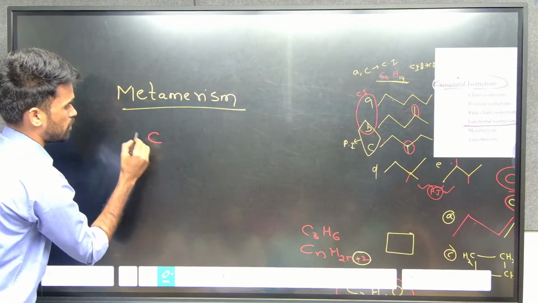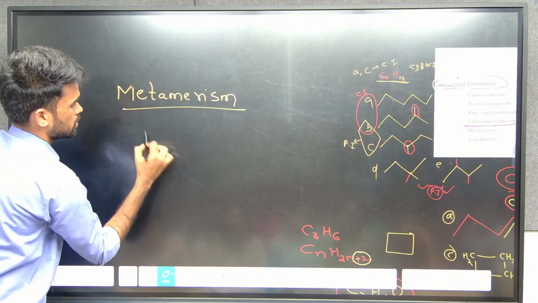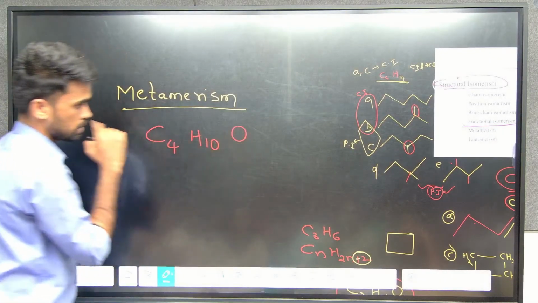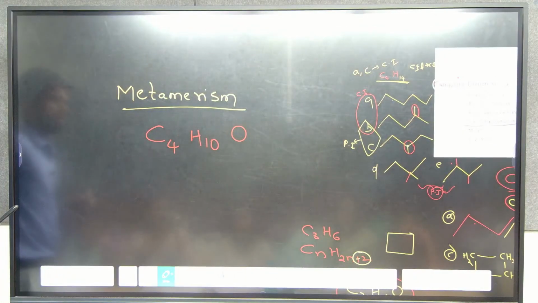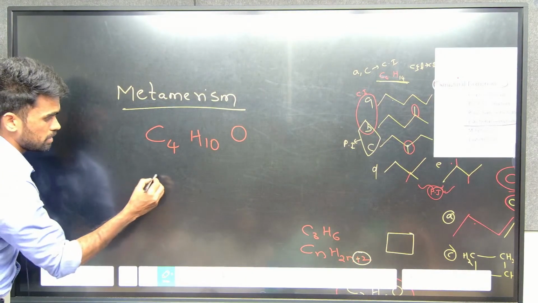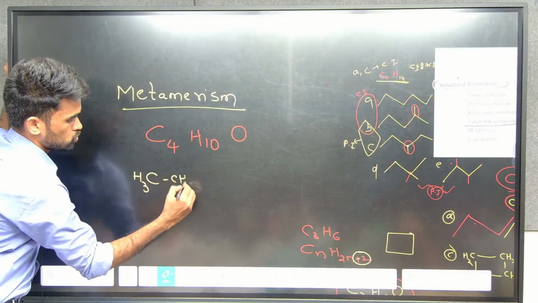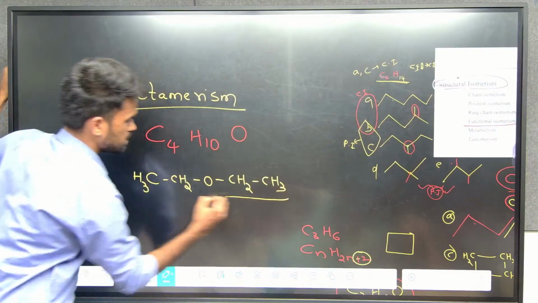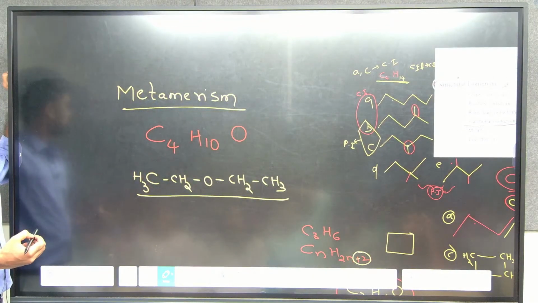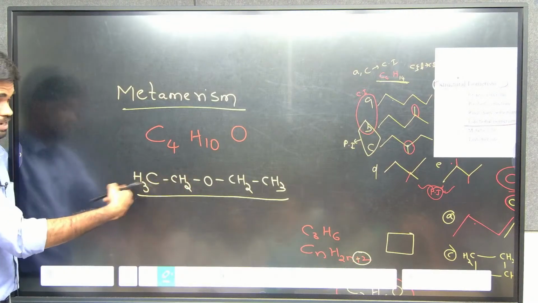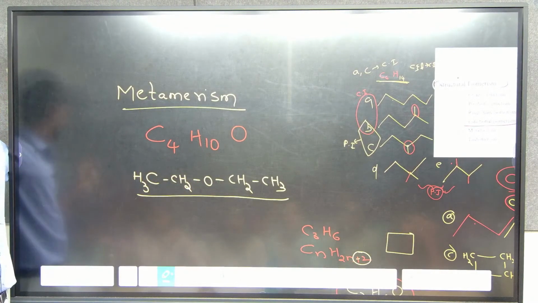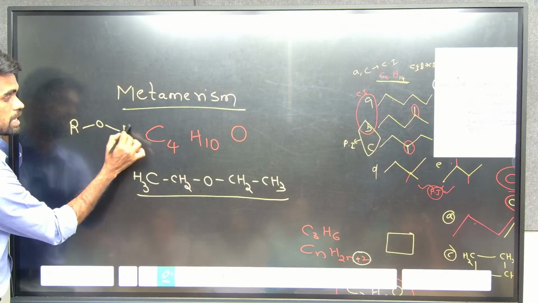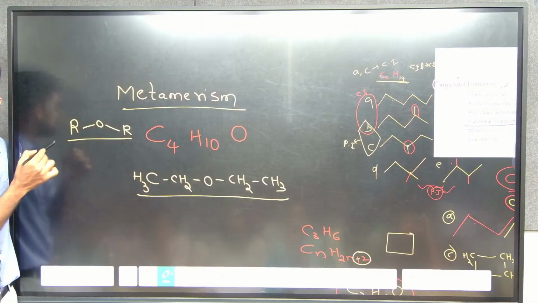See, with this chemical formula, C4H10O, write one structure. For example, I am writing CH3, CH2, O, CH2, CH3. So what is this called? What is the name of this compound? Ether. It is an example of ether. Like R, alkyl group, oxygen, and one more alkyl group is there.